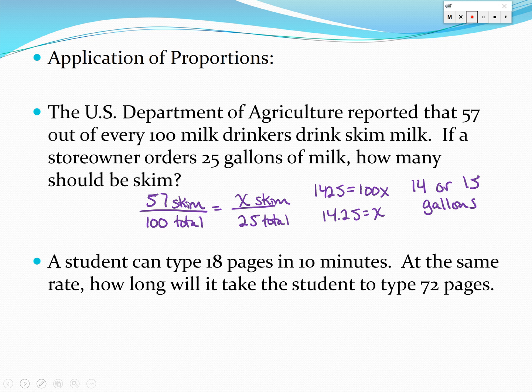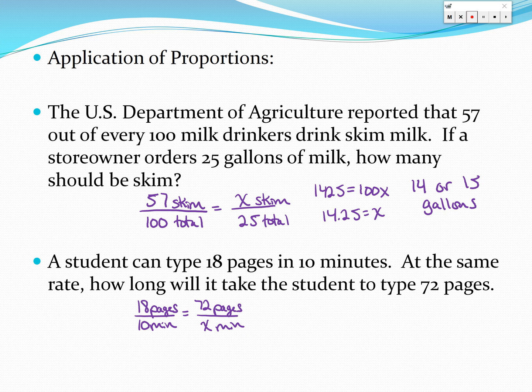A student can type 18 pages in 10 minutes. At the same rate, how long will it take the student to type 72 pages? Again, I like to label to make sure everything's matching up. So 18 pages for every 10 minutes will equal 72 pages after how many minutes?